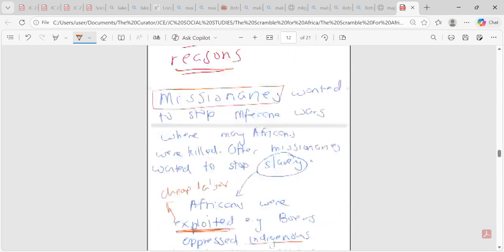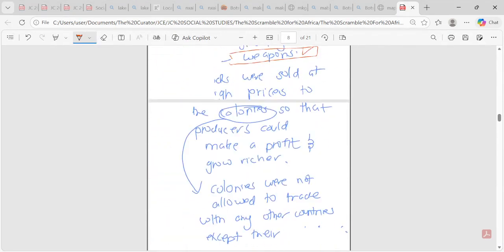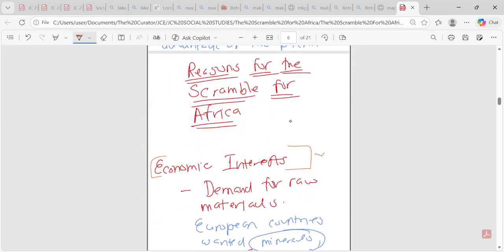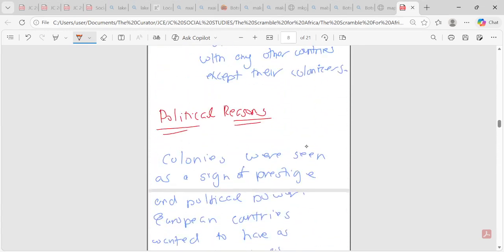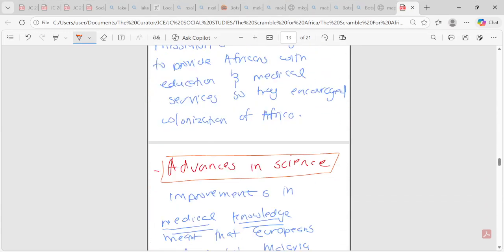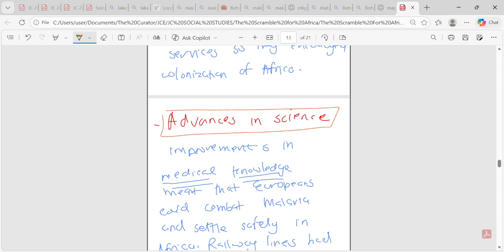So all in all, the reasons for the colonization of Africa can be grouped under economic interest, political reasons, social reasons, humanitarian reasons, and finally the advances in science. So I don't want you to learn these notes in an isolated manner. I want you to see how they are grouped.